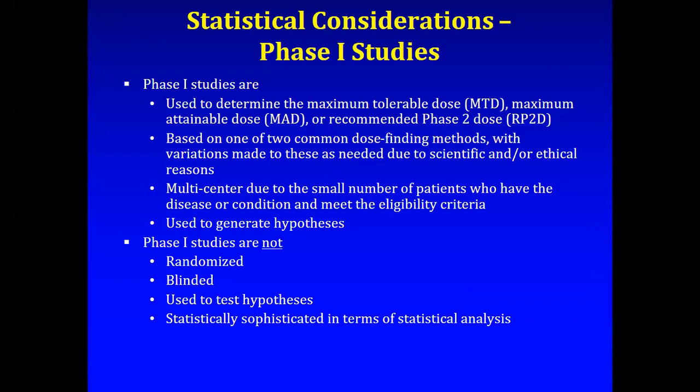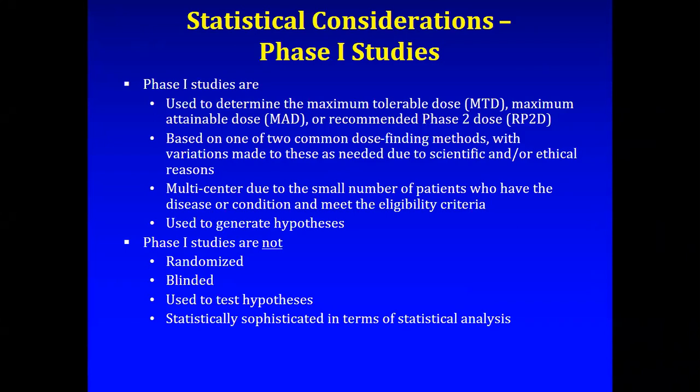I think he already said some of these things about phase 1 studies, but from the statistical aspects, most phase 1 studies are based on one of two common dose finding methods, but there are many variations to each of those. I think we've seen almost all possible variations in our Cancer Center Protocol Review Committee. I'll talk a little bit more about those in a minute.